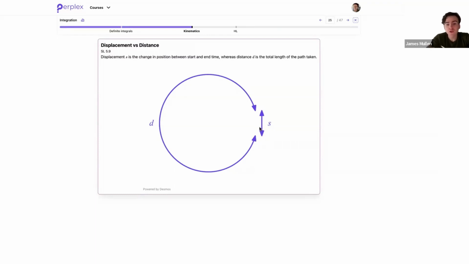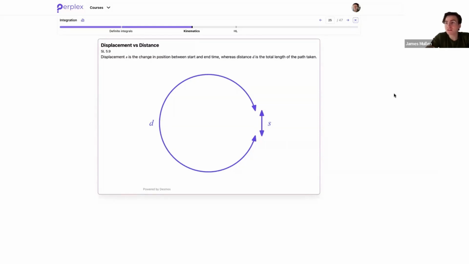So in particular, if you follow a path that loops back on itself, your distance is the entire length of that path, whereas the displacement is only the difference between one end of the loop and the other. So it's possible to come back all the way to the same point, to have covered a very large distance, but to have a displacement of 0. Okay, those two words are important to bear in mind when we talk about how to find these things with calculus.